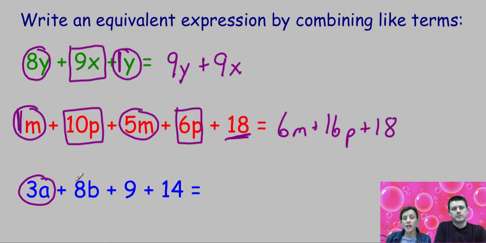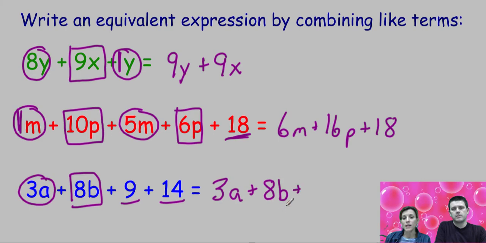3 apples plus 8 bananas plus 9 plus 14. Once you have it down, go ahead and put a circle around the 3A, a box around the 8B, and underline your constants or your numbers 9 and 14. In this case, we don't have anything but one circle and one square, so we bring those over. 3A plus 8B comes over to the right, and we have to combine our constants. 9 plus 14 gives us 23.